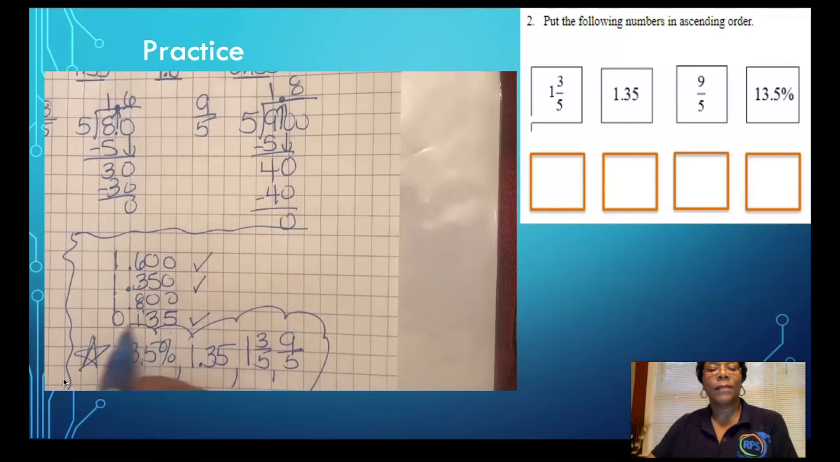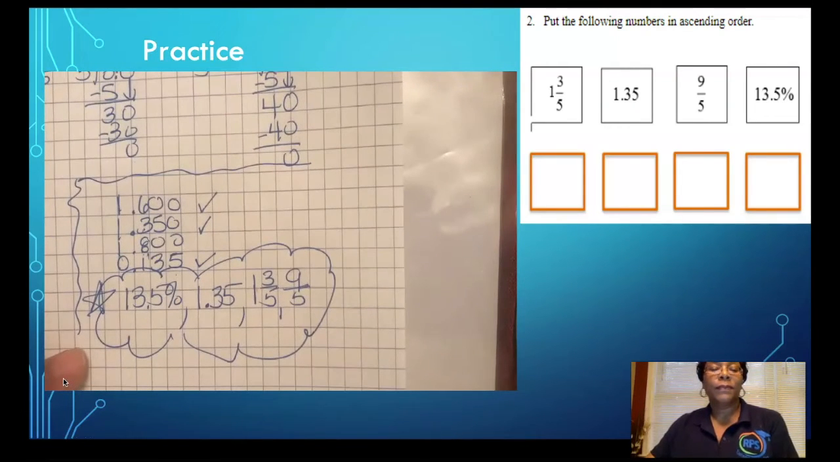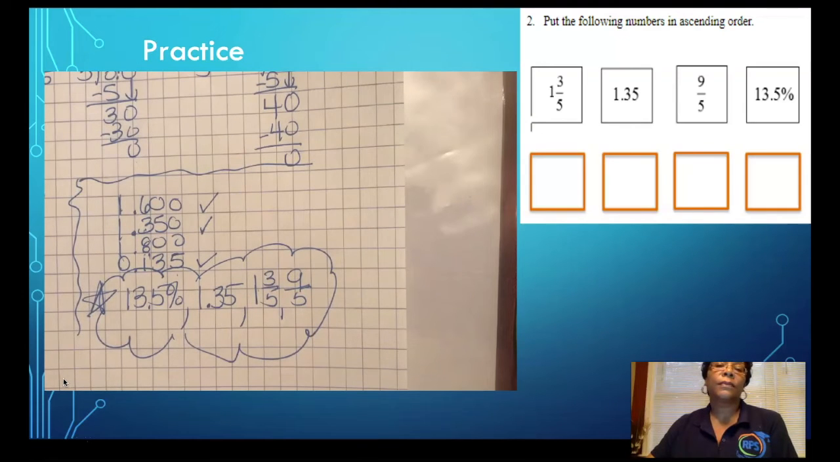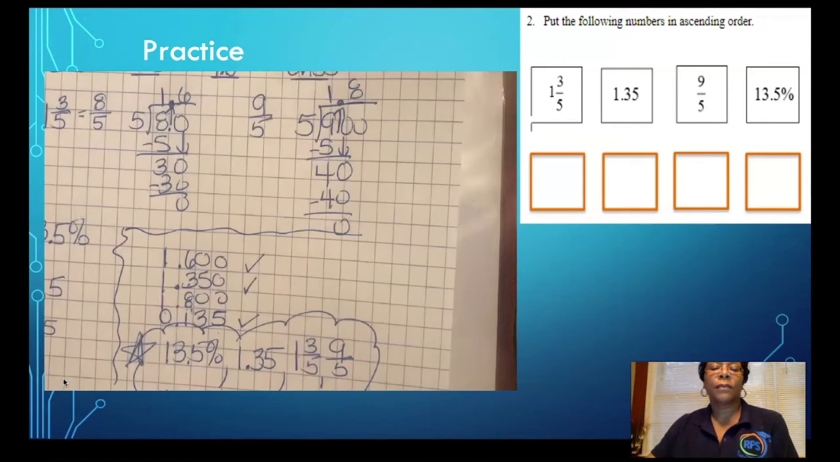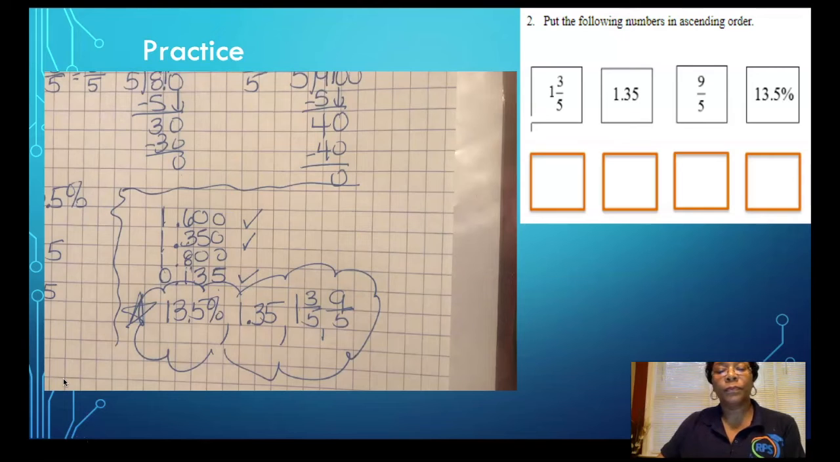So again, you want to change it all to a decimal, or you could have changed them all to a percent. Changing them all to fractions does get a little bit tricky because then you have to change some fractions and then you may have to change all of your fractions to a common form. Okay? So, that's how. Whew, I'm tired.